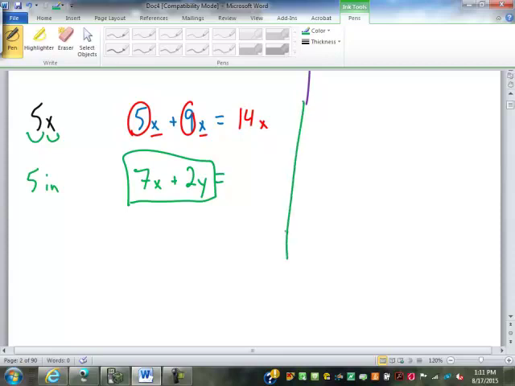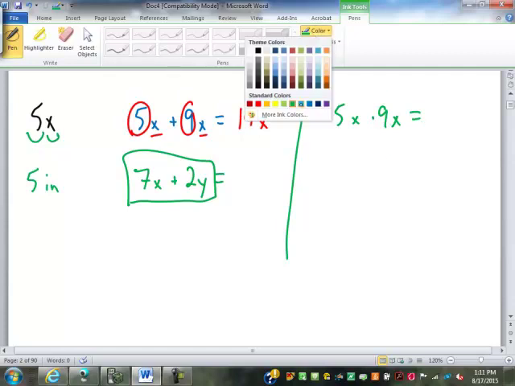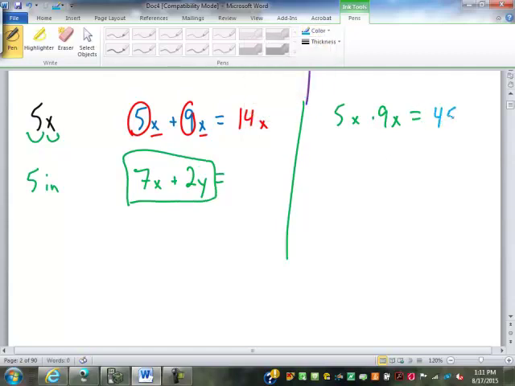On the other side, for multiplication, 5x times 9x is going to become 45. 5 times 9 is 45. And just like inches times inches became inches squared, x times x becomes x squared.